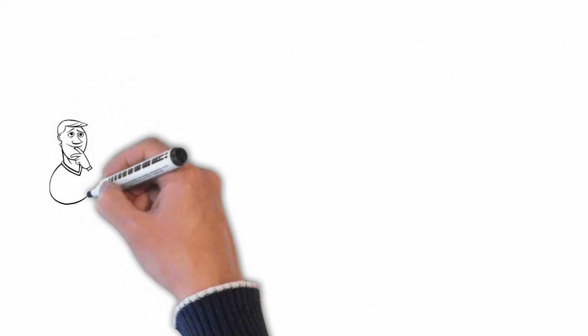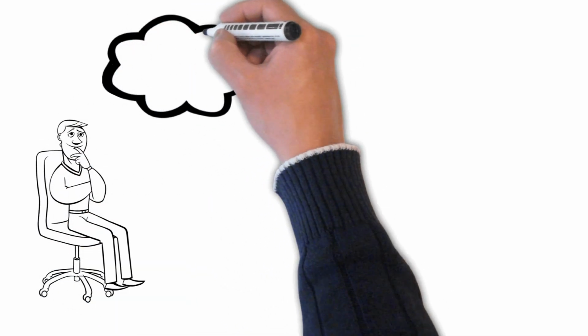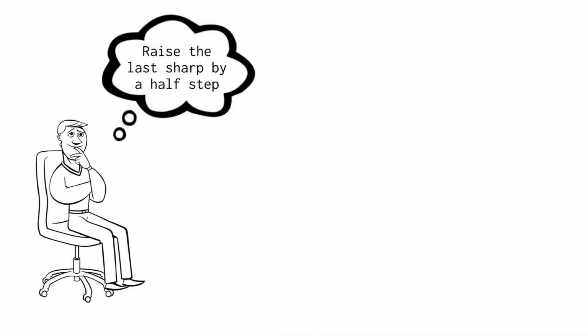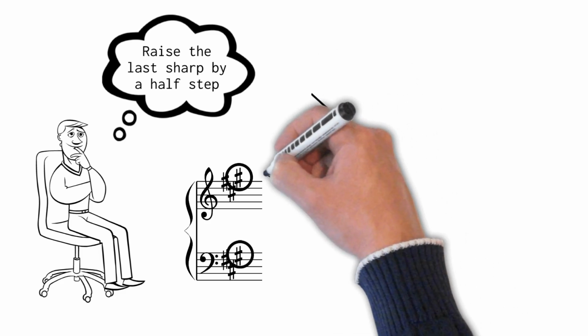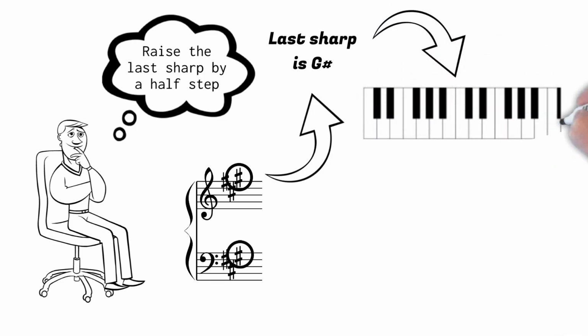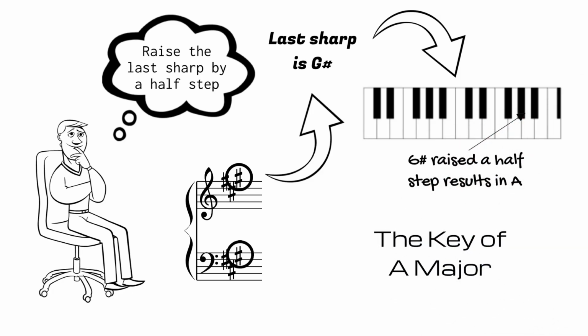Now let's learn to identify the major keys of key signatures that contain sharps. Essentially, to identify the key, you need to raise the last sharp by a half step. Let's take the example where there are 3 sharps. Using the order of sharps, the key signature will contain F sharp, C sharp, and G sharp. Using this strategy, we can identify the last sharp as G sharp. Going up one half step will bring us to A. Therefore, the major key represented by 3 sharps in the key signature is A major.